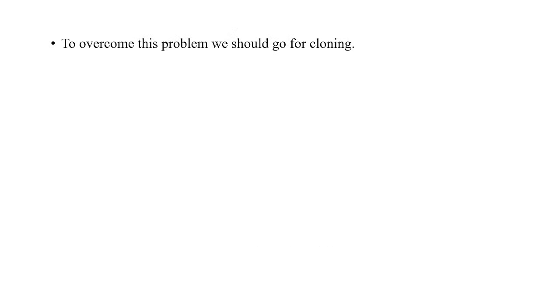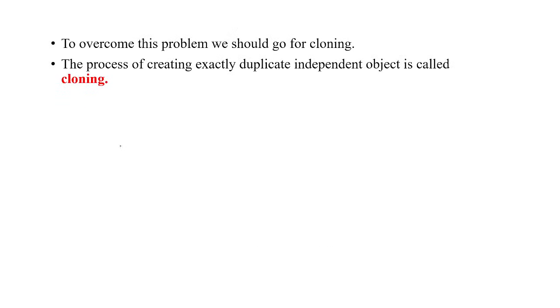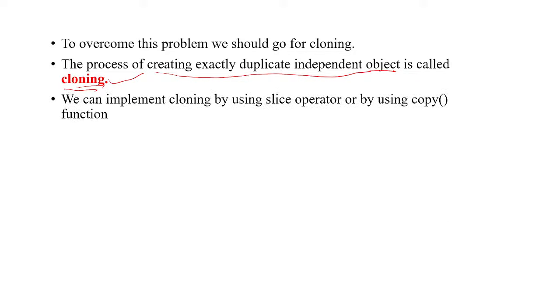So you can ask, I don't want this change to be reflected, sir. In such a case, what you need to do is clone. You need to create another similar object here. Creating an exactly duplicate, independent object is called cloning. You have to clone that object, and then it creates one more object. You can do this by using the slice operator or by using a copy function. We will see both here.